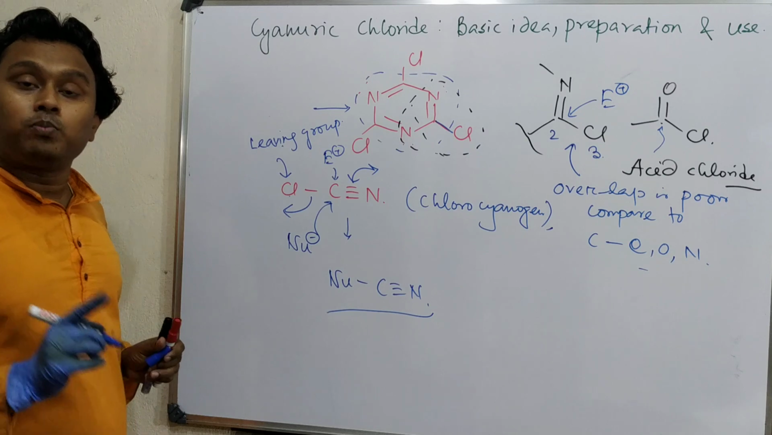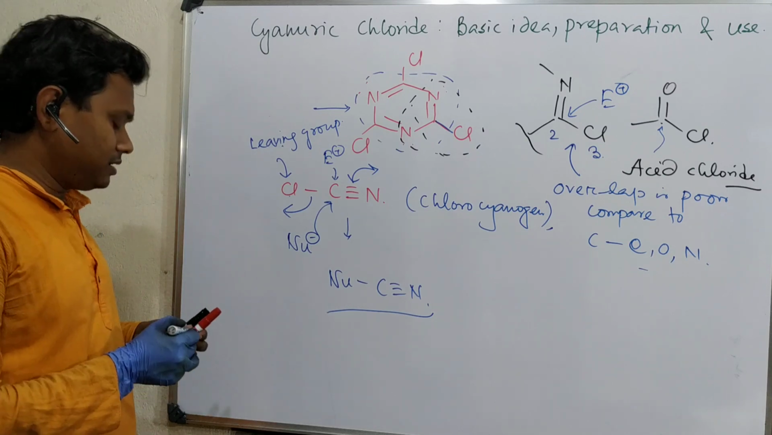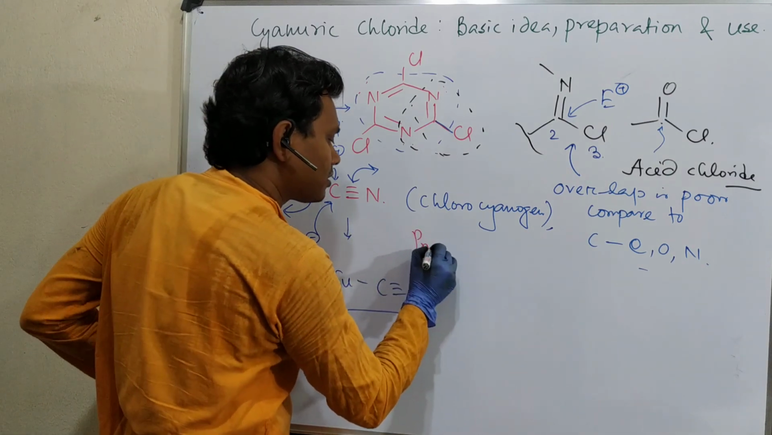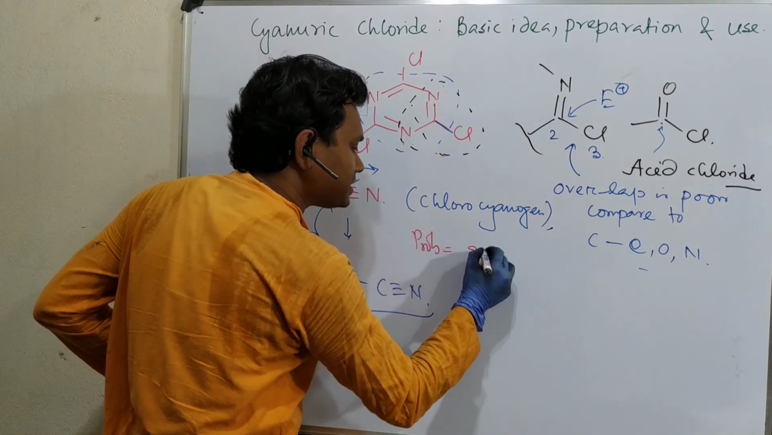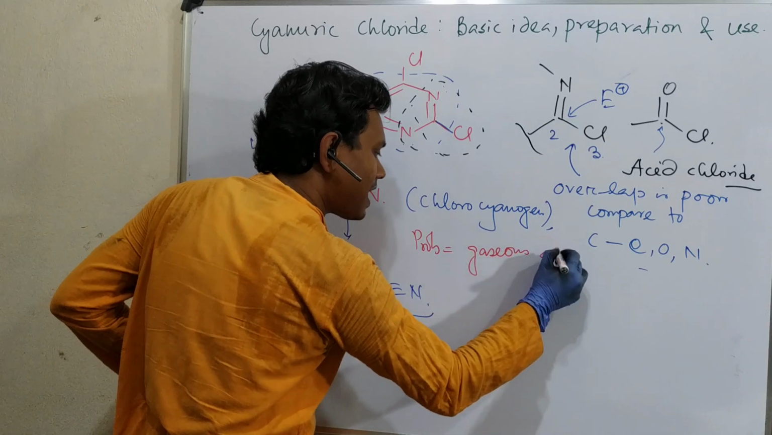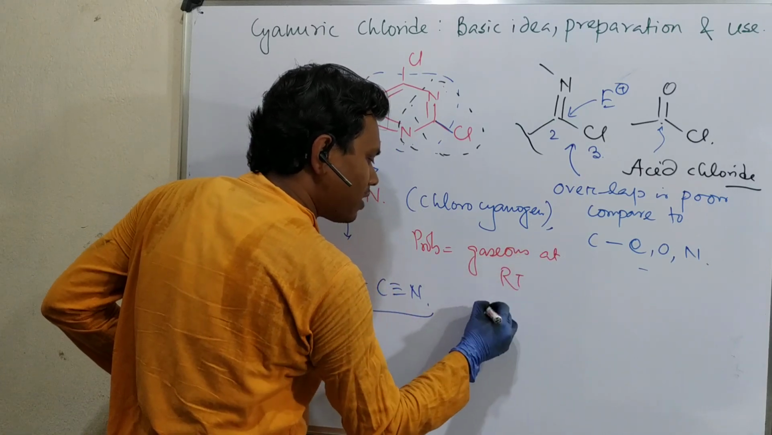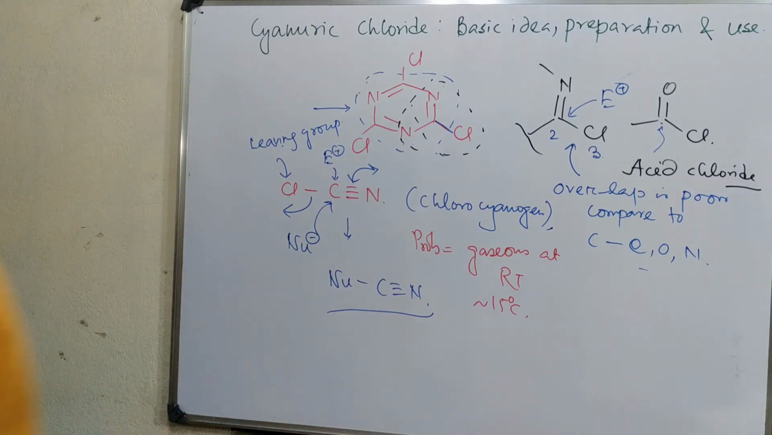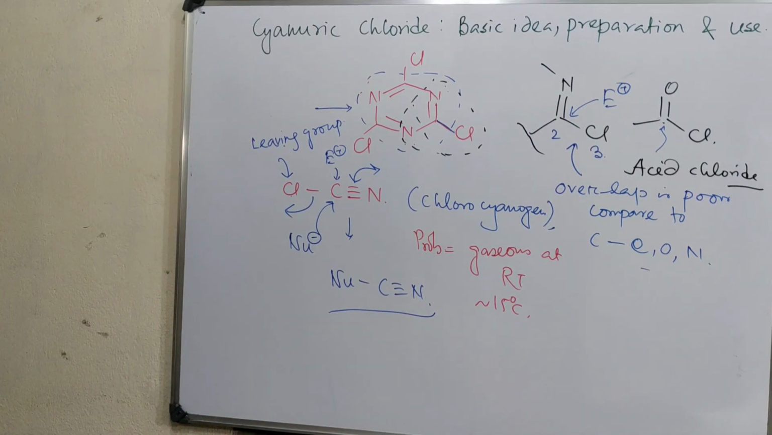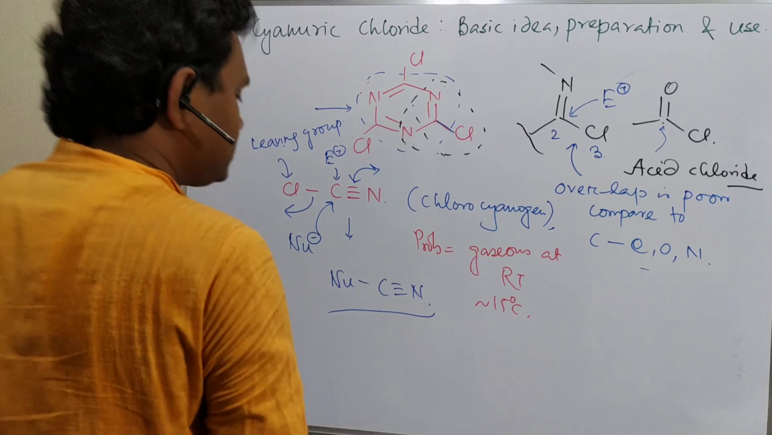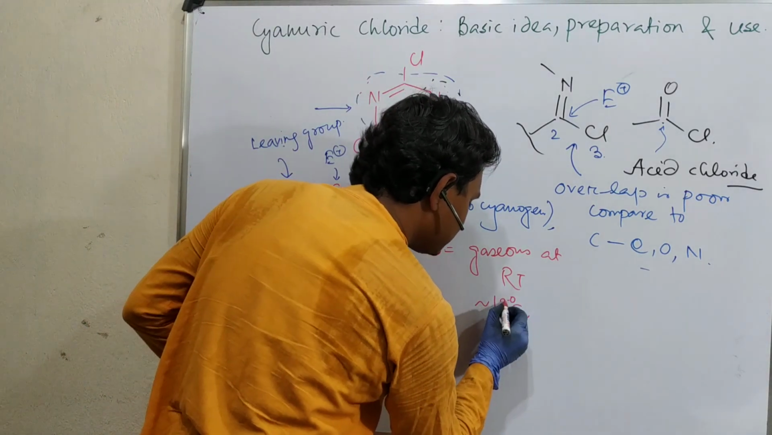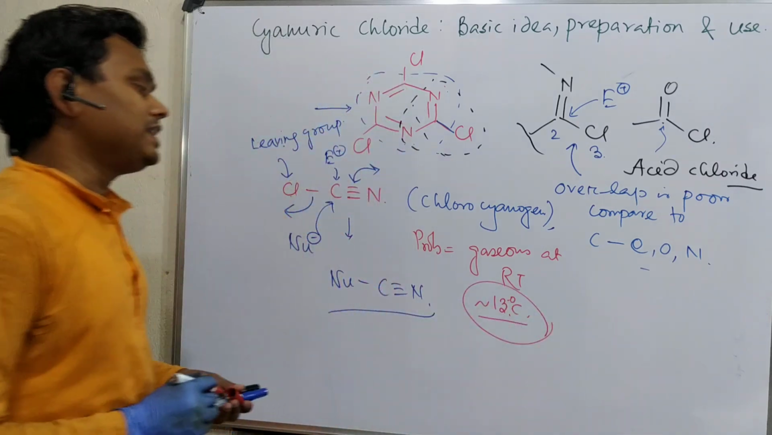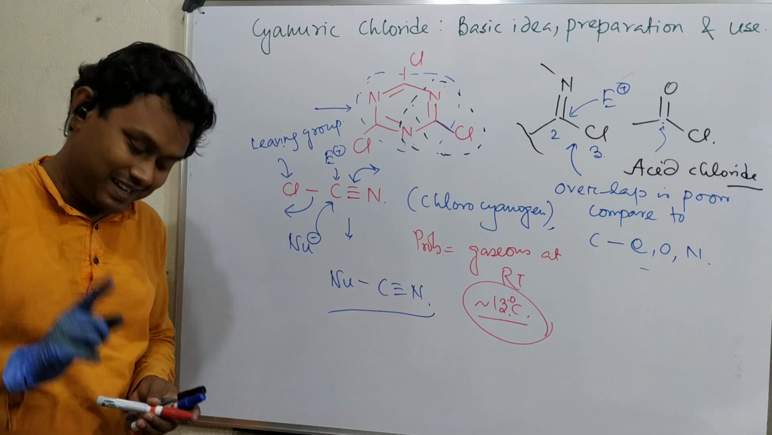But the biggest problem, there are a few problems, not only one. The problem is, this is gaseous at room temperature. Around 15 degrees centigrade is its boiling point. Okay, sorry, this is not 15 degrees, this is 13 degrees. I made a mistake, 13 degrees centigrade. So it is a gas at room temperature, and when something is a gas, it is difficult to handle.